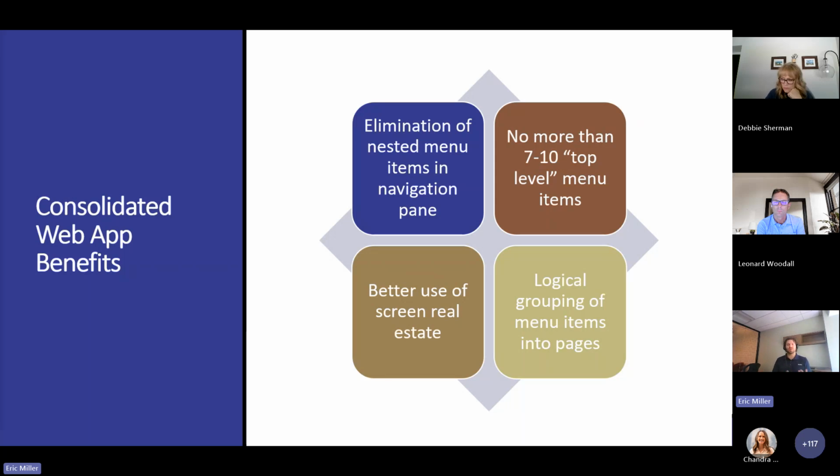So with this new UI change, with these new consolidated web apps, the user interface should be a lot more intuitive and better for those users. There's a much better use of screen real estate. There's no more than 7 to 10 top level menu items. So top level menu items being the area, the initial menus that appear on the left when you open a web application, and just a much more logical grouping of menu items into pages.